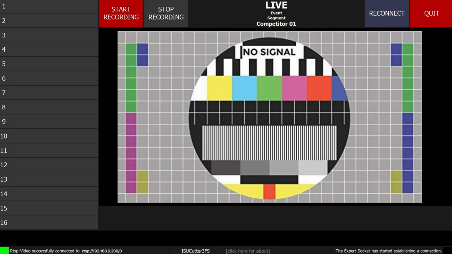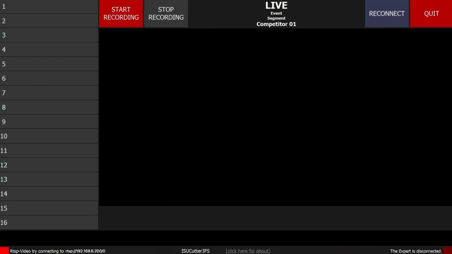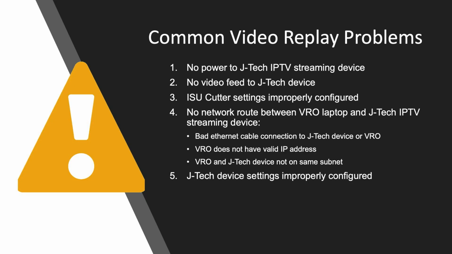If the JTAG box is powered up and there is a network route between the VRO laptop and the JTAG box, then you should see either a test pattern or a live camera view, depending on whether or not the camera is connected to the HDMI port on the JTAG box. But if you now have the correct RTSP stream address, but you still don't see either a video signal or test pattern, then this suggests that you don't have a network route between the VRO and the JTAG box.